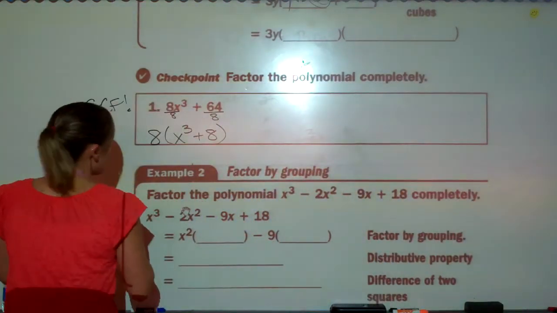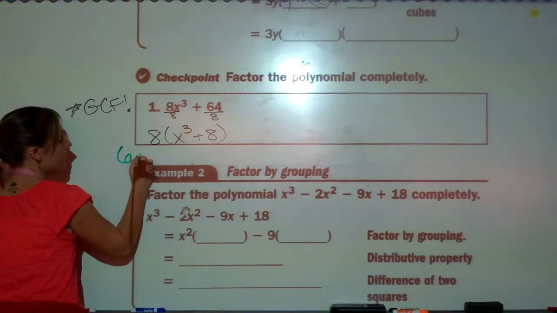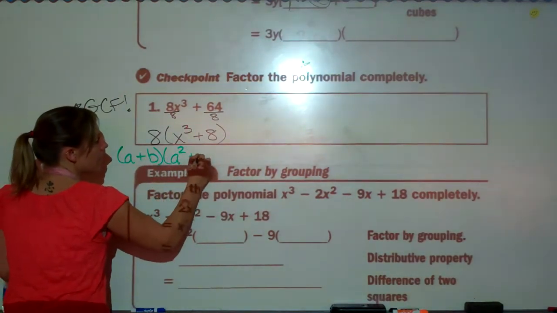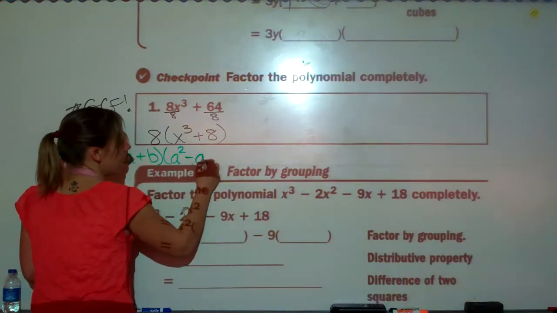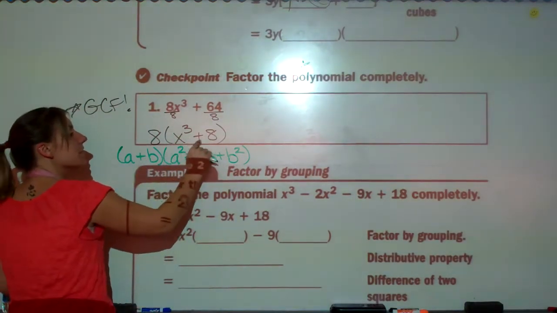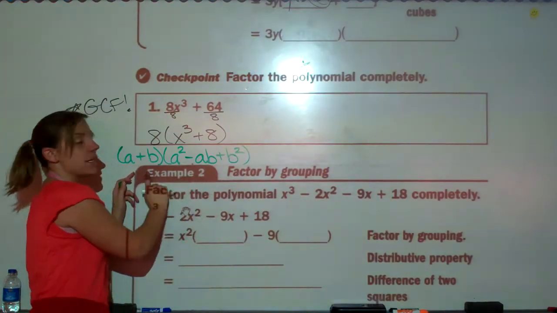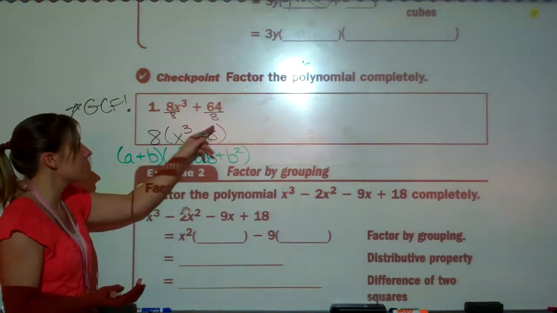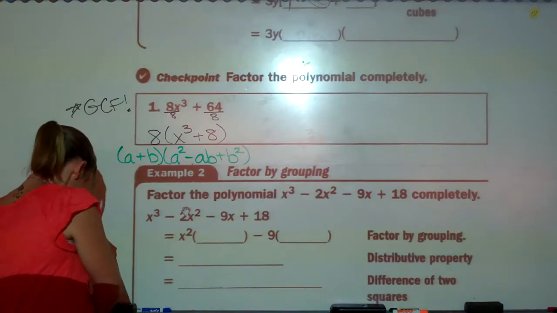Okay, it's on your sheet, but I can't see it. So the cubed pattern, remember, is a plus b, because it's a plus, and then a squared, oh, excuse me, that should be minus a times b plus b squared, okay? So this binomial, we need to factor it out into these two. Okay, so the 8 is going to be a part of the answer, but we're going to focus in here in order to get this last part, okay?